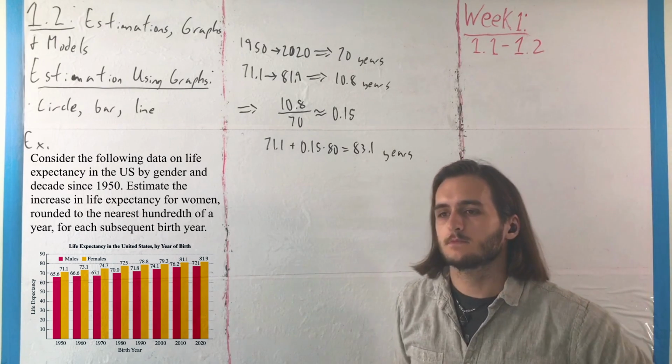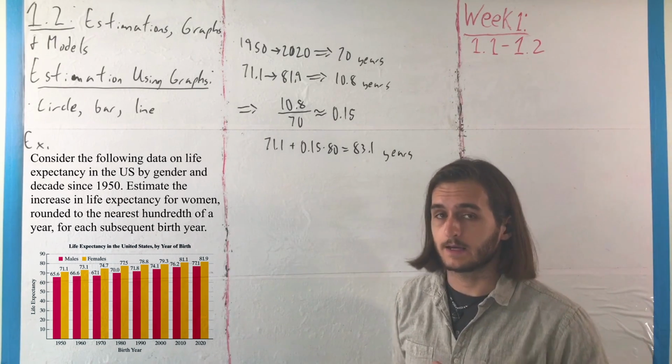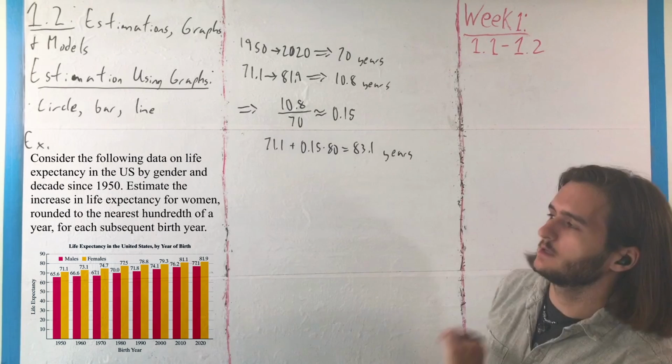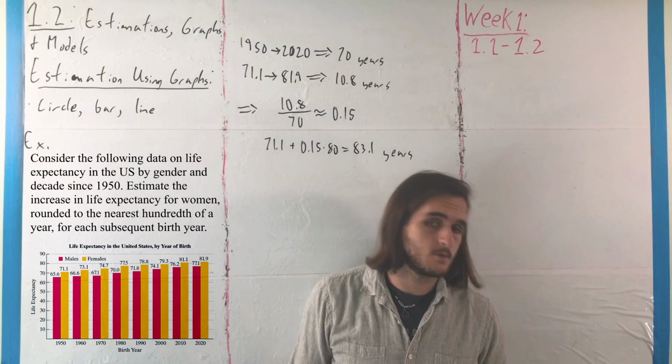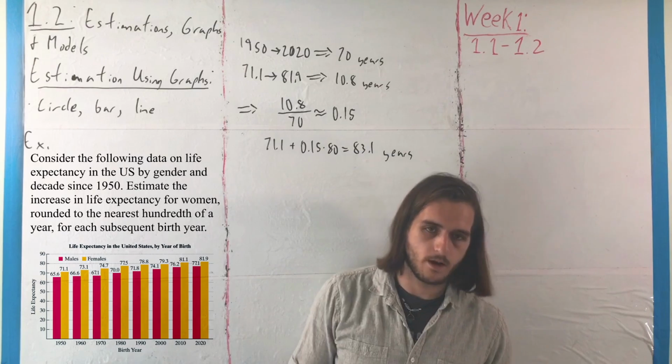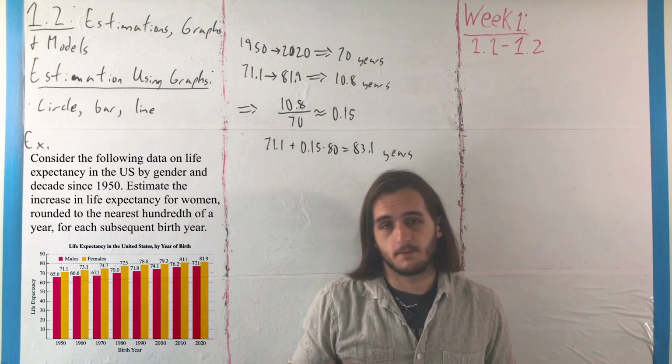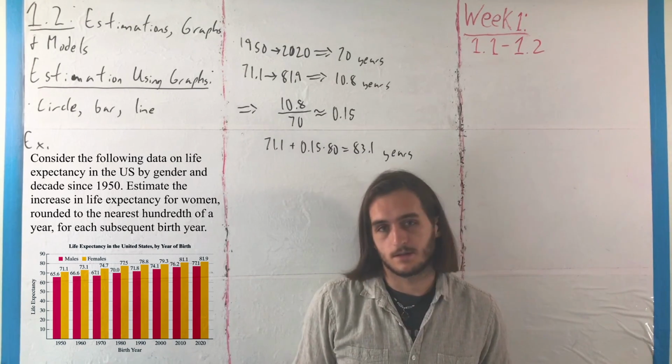And this line of thinking, like I said, is a bit of mathematical modeling, which is what we're going to close off the section with, close off the week with. But before we get to that, we have one more type of graph, one more type of representation to talk about, which is the line graph.